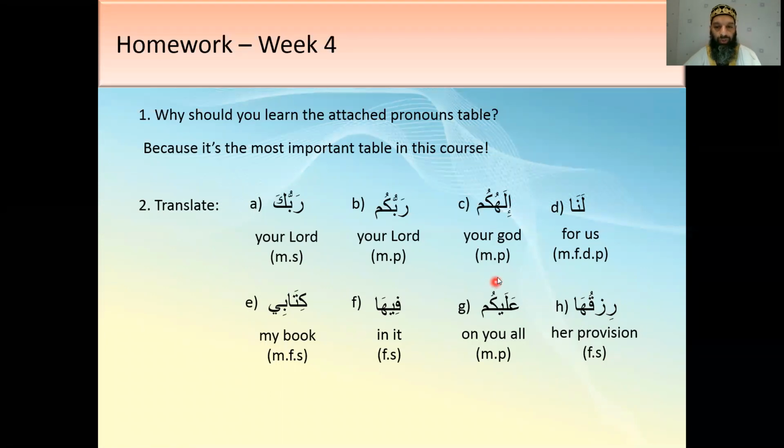Okay, somebody wants me to go through just C again. So C is ilah. Ilah means God, and kum means you all. So ilahukum means your God, but it's talking to masculine terminology, plural. Your all's God. Lana: lam means for, and na means us. So lana means for us.